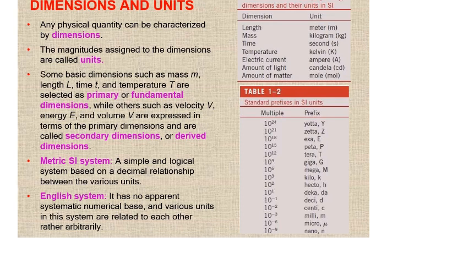So here we have two systems, the metric system and the English system. The metric system is widely used because it's convenient and easier than the English system, which is more complex. Here we also have some prefixes you need to at least memorize from nano till mega, because we will be using them in our numericals.